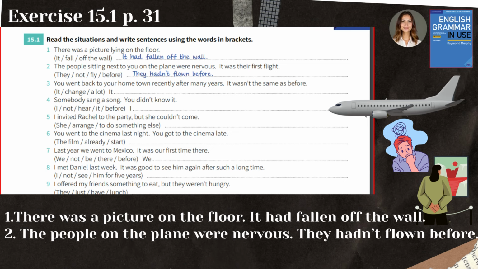Past simple shows what you observed at that time: nervous people. Past perfect explains their earlier life experience, or the lack of it. We use past perfect when there are two past events. We want to show that one event happened before the other. We want to explain the reason for a past situation. Here, their lack of flying experience happened long before the flight. Their nervousness happened during the flight. Past perfect makes the time relationship super clear. Without it, the sentence would sound confusing, like both things happened at the same moment.